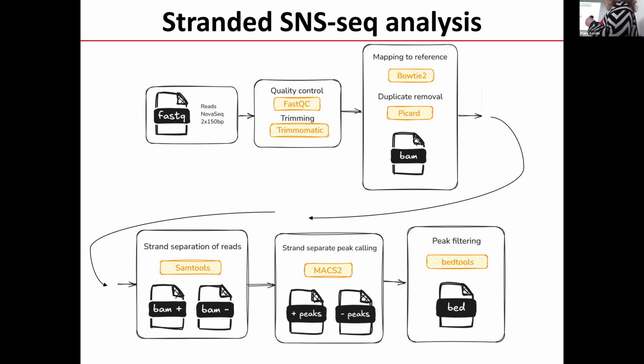After the mapping, we do the separation of the reads into reads originating from the plus and the minus strand. We then use these reads to do peak calling, like you would do for example in a ChIP-seq experiment, separately for the reads originating from the plus and the minus strand. We then apply a filtering that I will explain in more detail. So there are 2 steps that I will explain in more detail: the strand separation of the reads and the peak filtering.